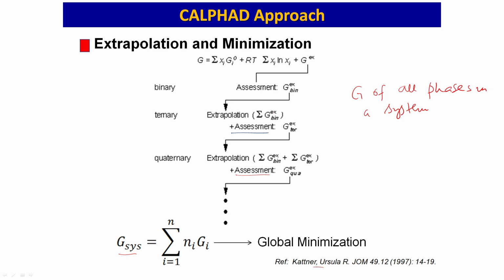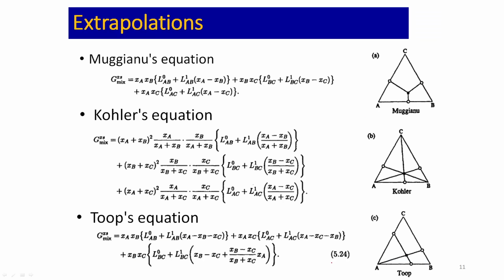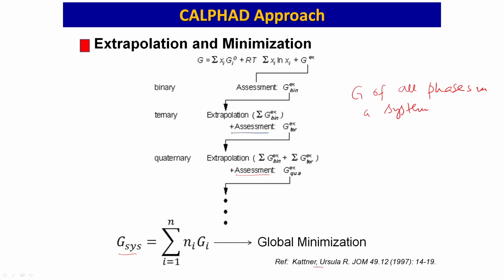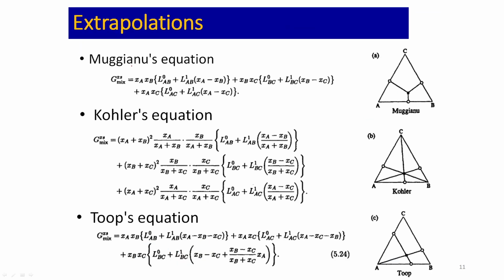One can look at this paper by Kattner Ursula in 1997 in the Journal of Metals, details will be provided. Now obviously free energies may not be obtained for all chemistries, all compositions, and that is why extrapolations are important. Extrapolation is also important if you want to go from a 2 component system to 3 component to 4 component system or higher, like binary to ternary to quaternary, where you may not have information available. So, what you do is extrapolate the free energy functions and then finally obtain the global free energy. Extrapolation can be done by Muggianu or Kohler or Toop equations.